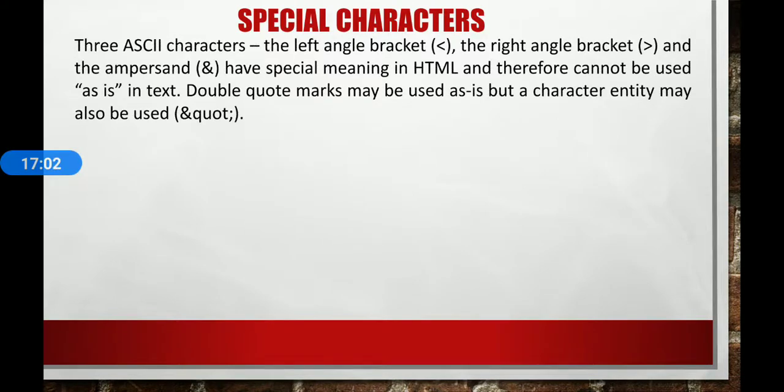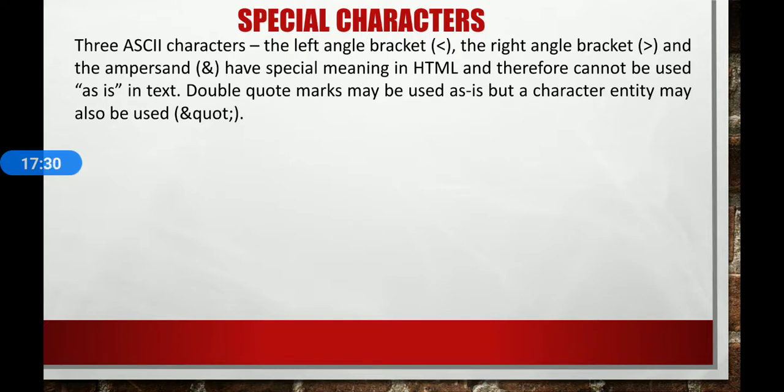Some special characters. Three ASCII characters, the left angle bracket, the right angle bracket, and the ampersand, have a special meaning in HTML. Therefore, they can't be used as is in a text. The angle brackets are used to indicate the beginning and the end of an HTML tag, and the ampersand is used to indicate the beginning of an escape sequence.